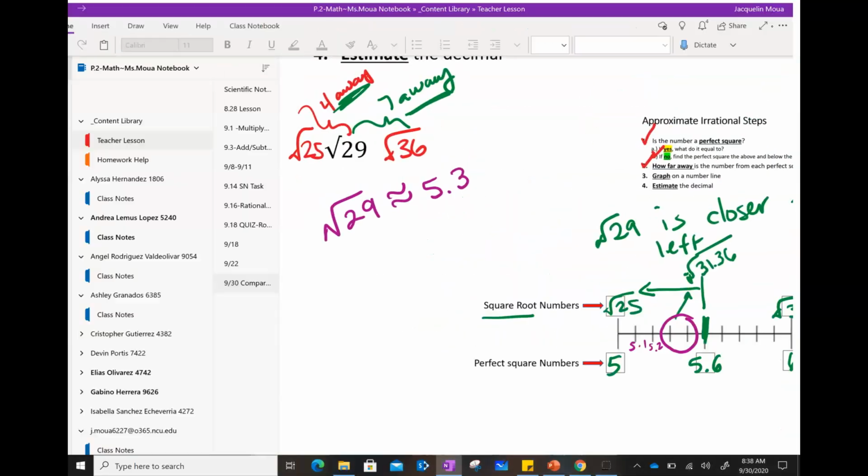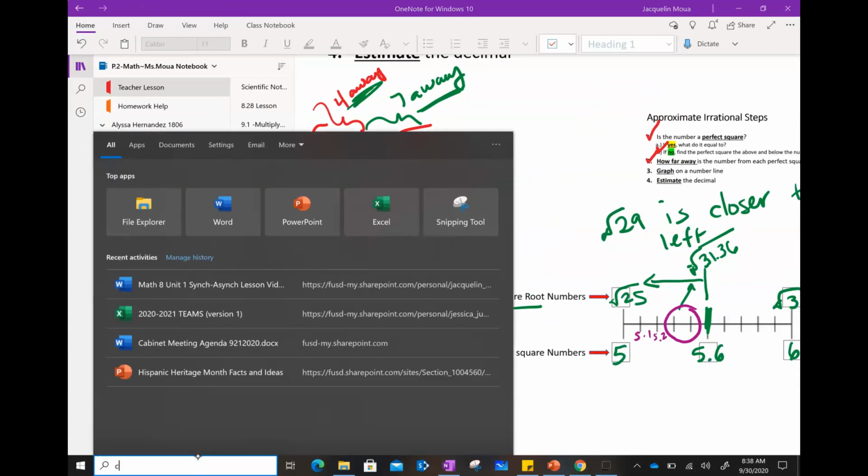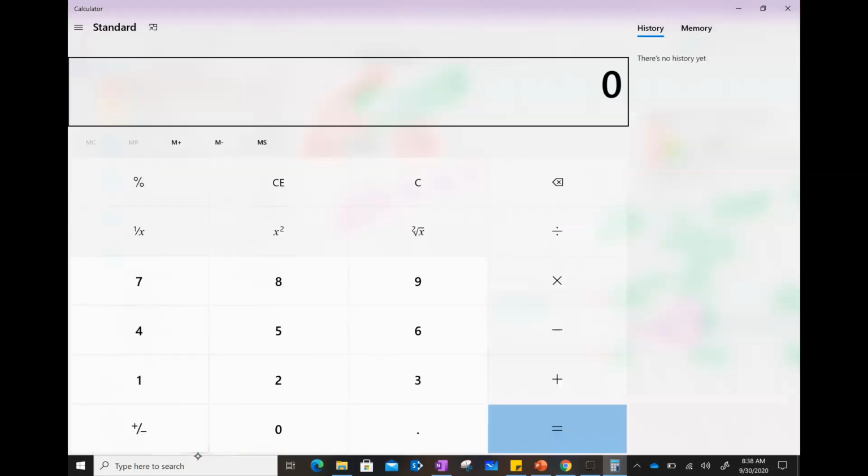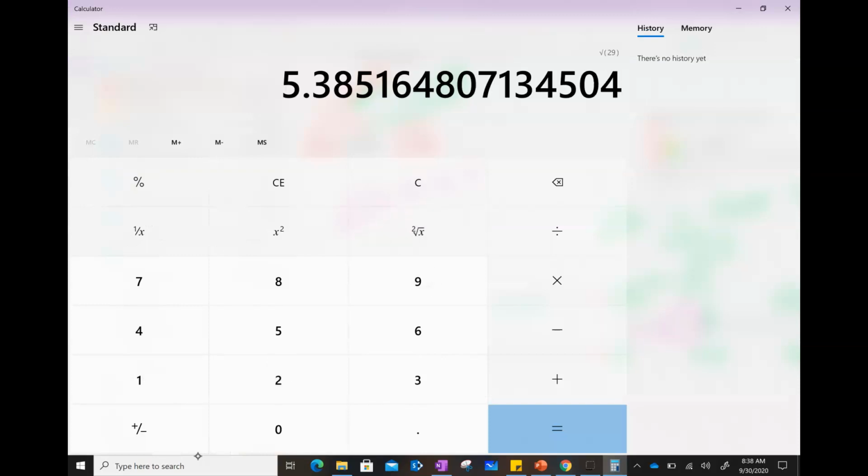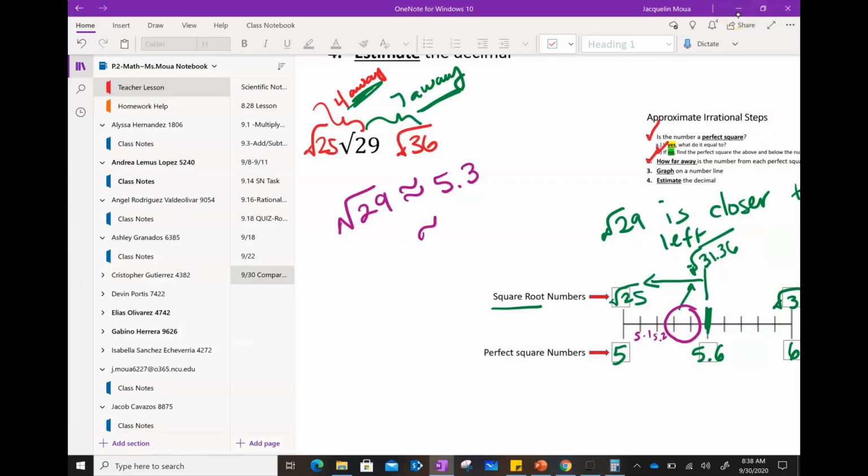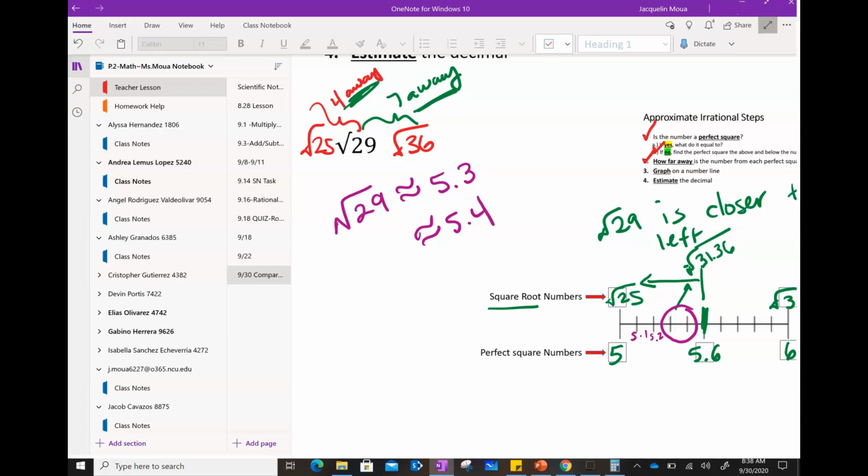I'm going to use a calculator and check the square root of 29. It's about 5 point something, and we round to the nearest tenth, so it would be about 5.4. So we were pretty close. This will be our final answer.